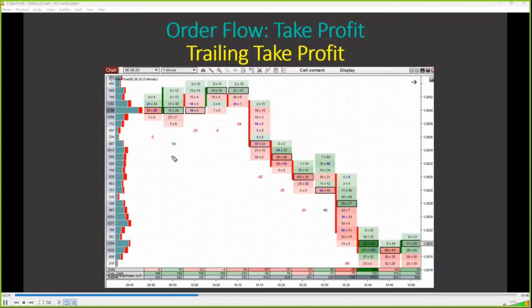Now, on this example, it's pretty clear that sellers are dominating the market, so you can trail your short position if you see something like that. Price is dropping, delta mostly negative, there are selling imbalances.